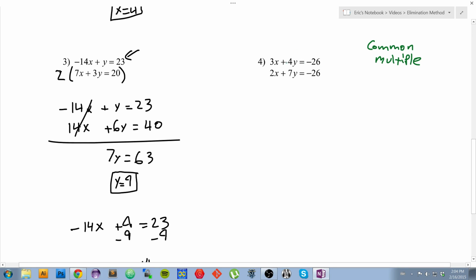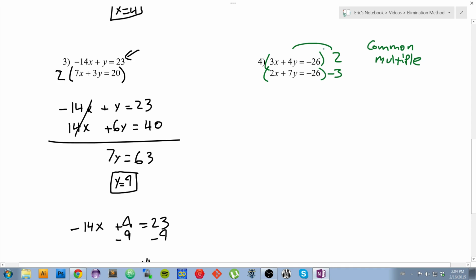So yeah, 3 and 2 have a common multiple. That multiple is 6. So if I multiply this by 3 and that by 2, I'll get my common multiple of 6. But the issue is when I add them, I'm going to get 6 plus 6, which is 12. That's not eliminating. So I'm going to need one of these to be negative. If I make the bottom equation negative, then I'll get a minus 6x, and that way they will add together and give me no x's.